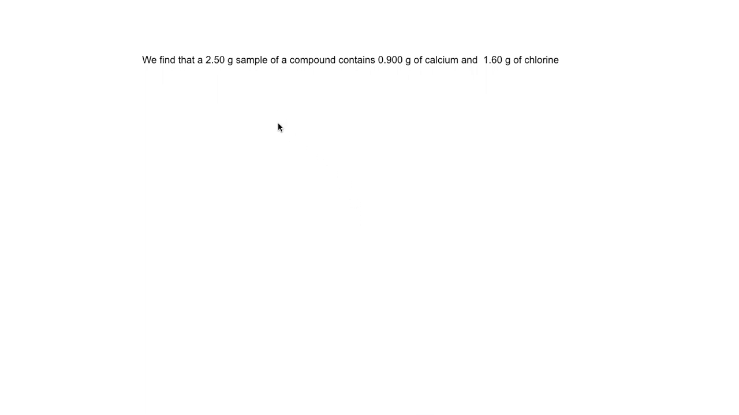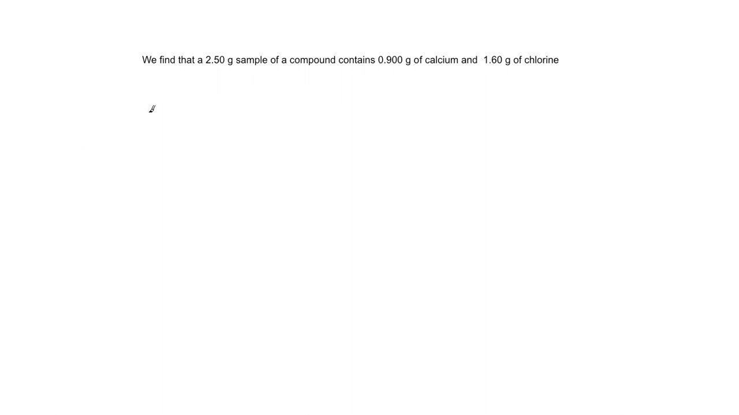Alright guys, in this problem I'm going to show you how to write the empirical formula of a compound if what I'm given is just the mass. As you can see here, I'm given the mass of calcium. I have 0.9 grams of calcium and 1.6 grams of chlorine. So the first step that you need to take in this problem is to convert these grams into moles.